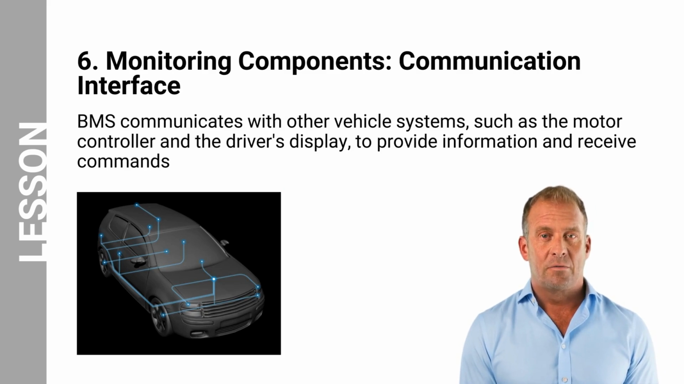The BMS communicates with other vehicle systems, such as the motor controller and the driver's display, to provide information and receive commands. By using these interfaces, the BMS can effectively integrate with the vehicle's electrical architecture and exchange information with other systems to ensure optimal battery performance and safety. Interfaces such as Controller Area Network, abbreviated as CAN, bus, Universal Asynchronous Receiver Transmitter, abbreviated as UART, or Serial Peripheral Interface, abbreviated as SPI, are essential for communication between vehicle modules or external systems. These protocols enable the BMS to exchange data and control signals with other components within the vehicle.